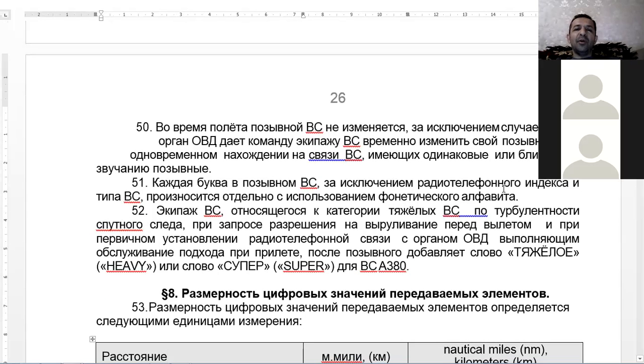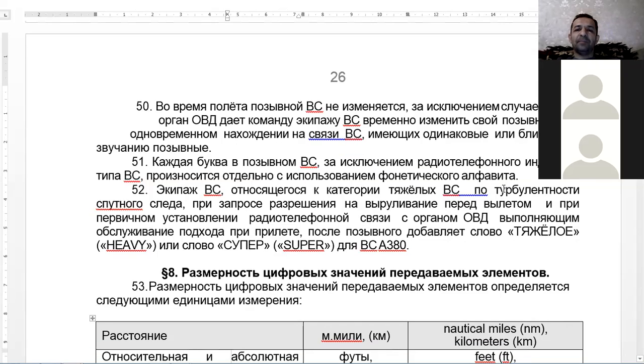From the starting point, taxiing, taking off, climbing, and flight until landing and taxiing to the parking point, until the end of the flight, the call sign shouldn't be changed. One call sign is used for one flight number.